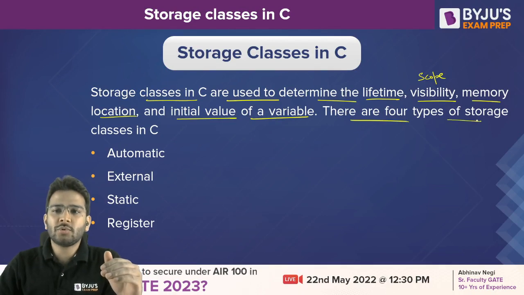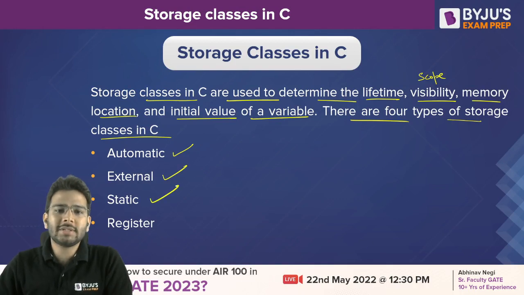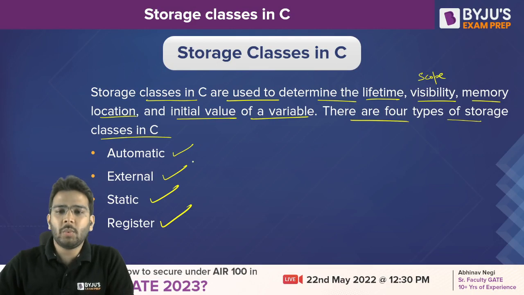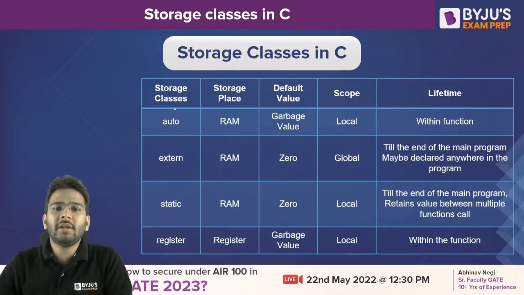And there are four types of storage classes in C. The first one is automatic, the second is external, the third one is static, and the fourth one is register. Now let's see them one by one. In this table, I have summarized the storage place, the default value, the scope, and the lifetime for all these storage classes, and the keyword that we are going to use for every storage class.